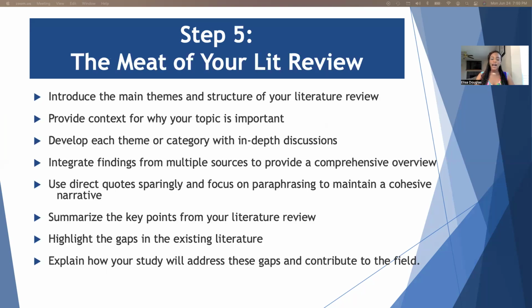Now on to step 5, and this is the meat of your literature review. So the first thing is for your introduction section, you want to introduce the main themes and structure of your literature review. You should provide context for why this topic is important and how exactly it relates to your research. And then for the body, you want to develop each theme or category with in-depth discussions. So you should integrate findings from multiple sources to provide a comprehensive overview, okay?